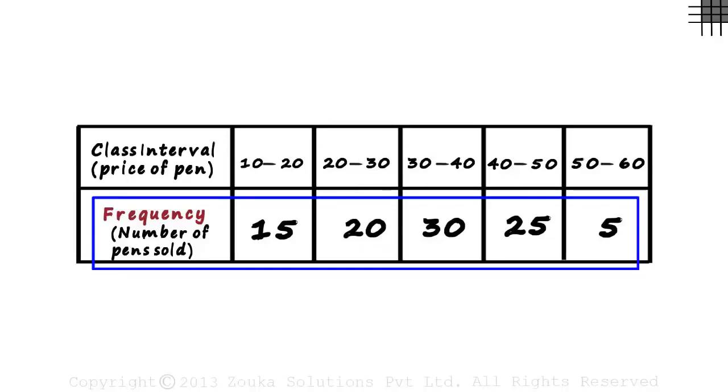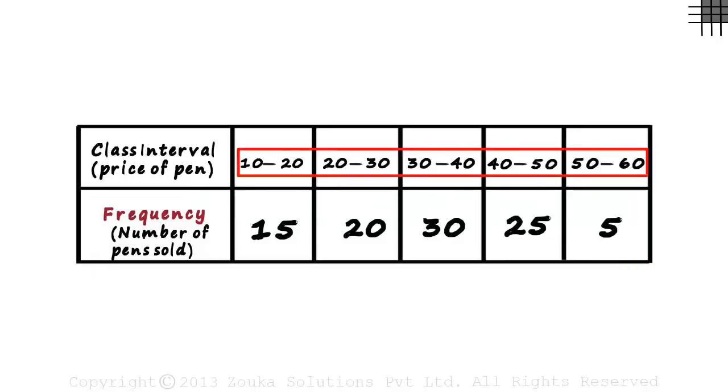Frequency is simply the number of times something has occurred, or you can say how frequently something has occurred. And these intervals, as we can see, are continuous. The upper limit of one is the same as the lower limit of its next interval.